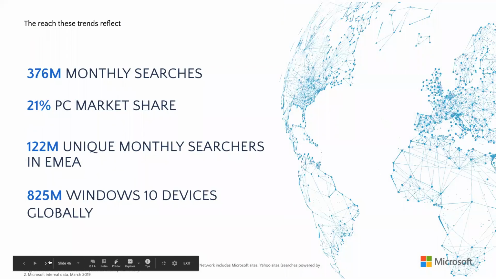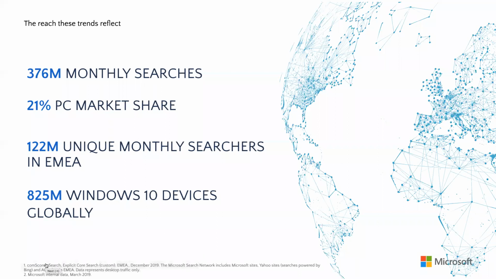Okay, so I think it's a good idea to set context about when we talk about these trends, what sort of scale are we talking about? In terms of the Microsoft Search Network, 376 million monthly searches in the UK, so a significant chunk of searches, 21% PC market share in the UK. We have 122 million unique monthly searches in EMEA for those who have cross-market brands. And then 825 million Windows 10 devices globally. So it's a significant reach.